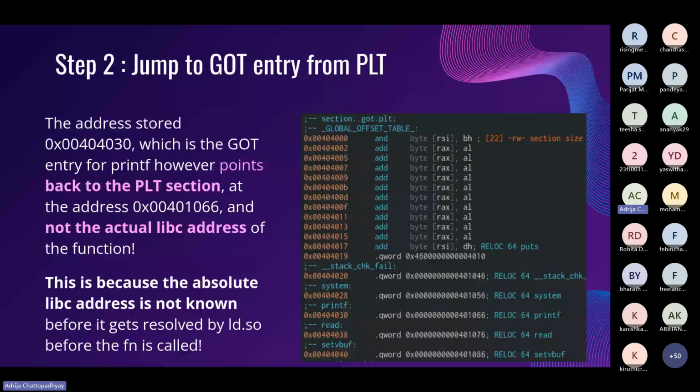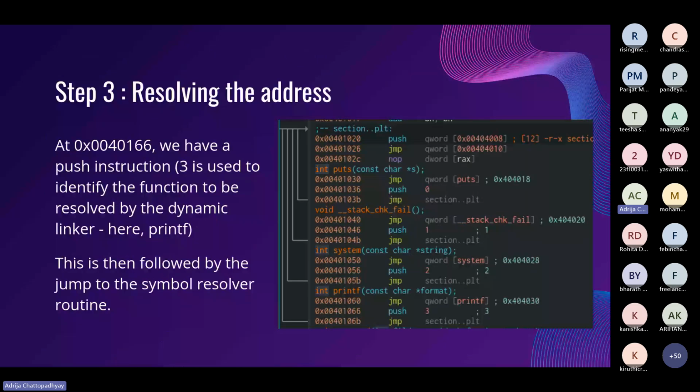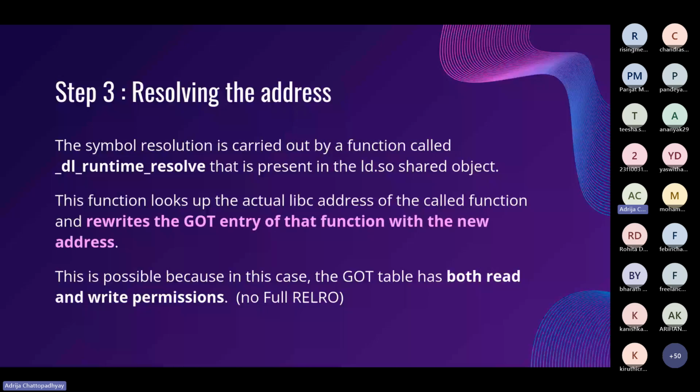The address stored, which is the GOT entry for printf, points back to the PLT section, and not the actual libc address. If we look at the nitty-gritty, the initial address points back to the PLT table. Then we rewrite that address with the actual libc address, since it is not known at first. Then step three, resolving the address. We have a push instruction, with 3 used to identify the function to be resolved by the dynamic linker, here printf, followed by the jump to the symbol resolver routine. It has a specific name: _dl_runtime_resolve.